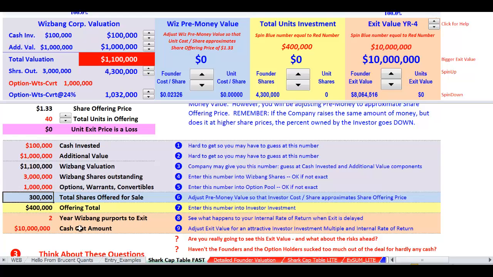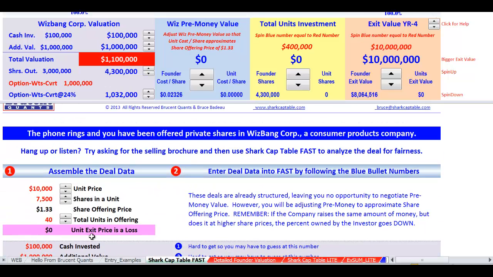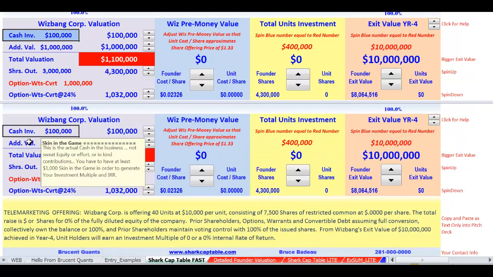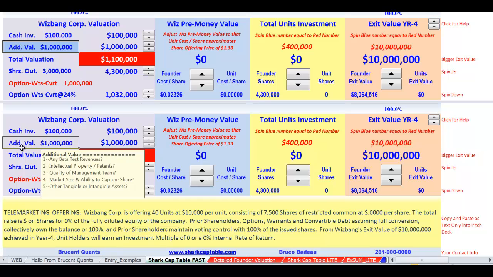So here's the total number of shares offered for sale. Total offering is 400,000. They think they're going to sell, of course, in year 2, and they're going to cash out for a modest $10 million. Well, we'll see. Now let's go back up here. We've actually given you the hints of what kind of numbers they need to be, so you can just equal whatever you see over here. Let's move these guys over so we don't get them in the way.